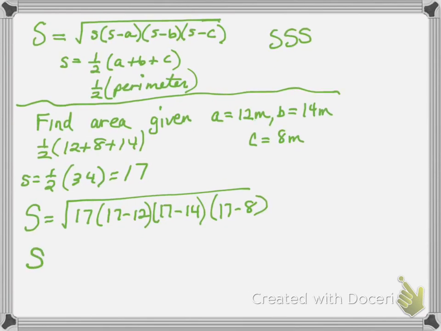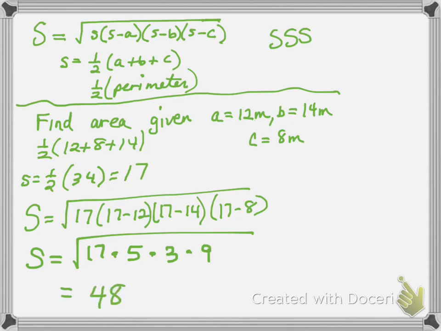Alright, so that means that capital S, the area, will be the square root of 17 times 5 times 3 times 9. And so if you type that in your calculator, you will get, with 2 sig figs, 48 square meters. And that would be your area for that triangle. And that is all there is to this lesson. So nice problems. If you need any help, just let me know.